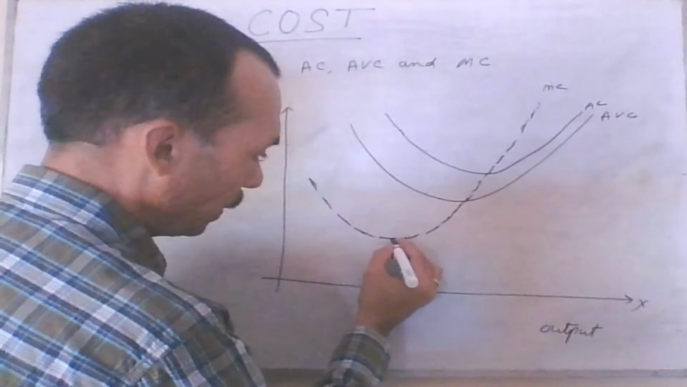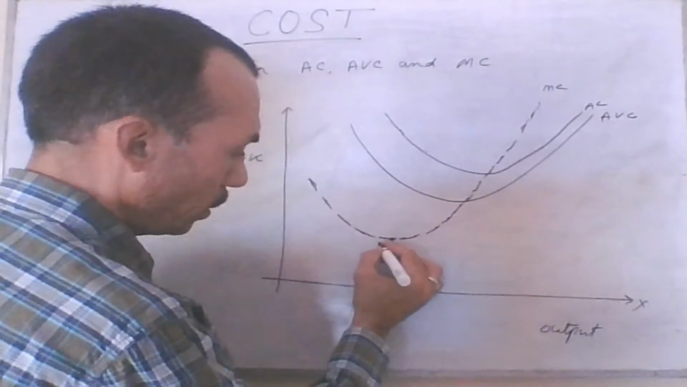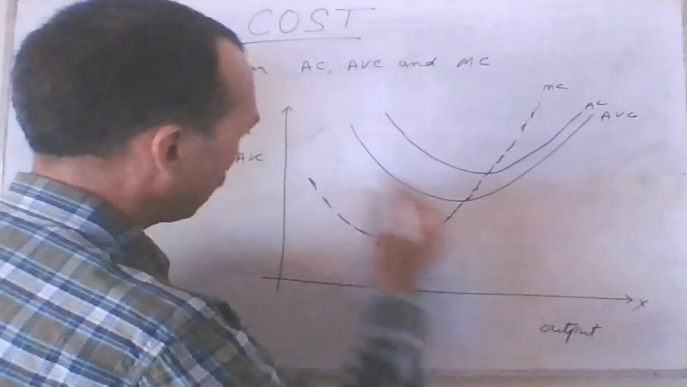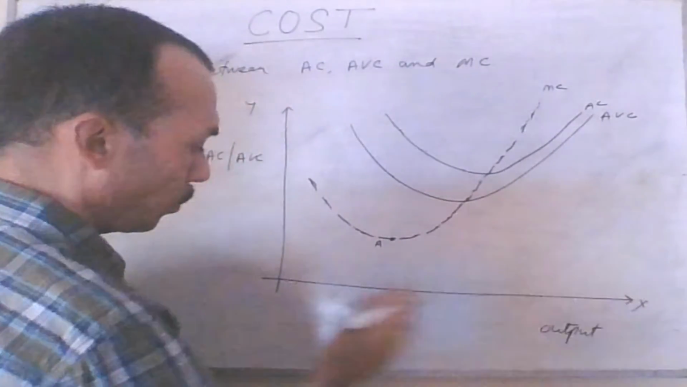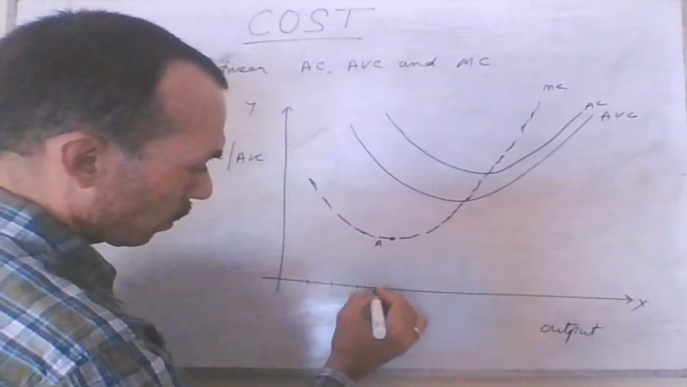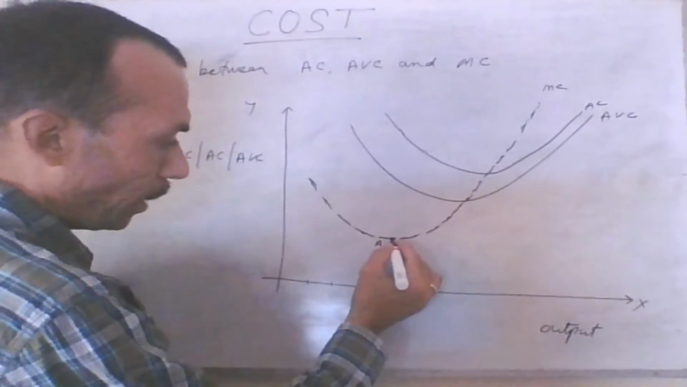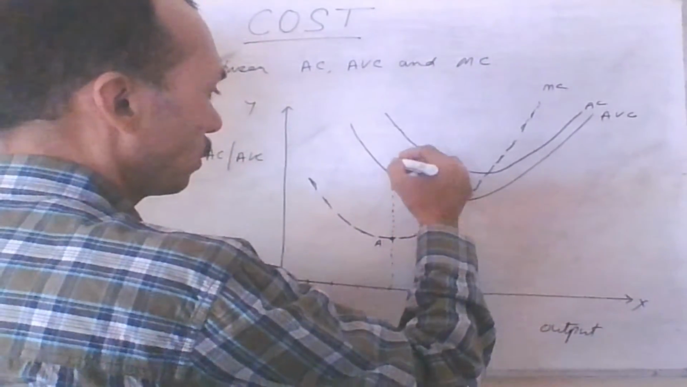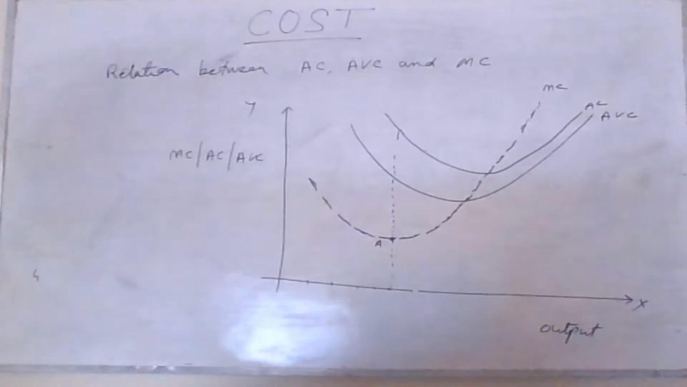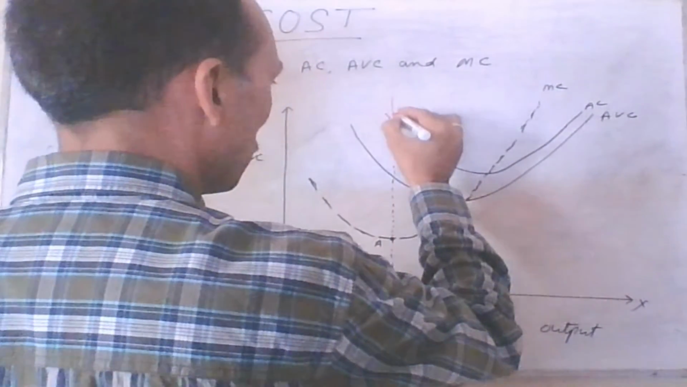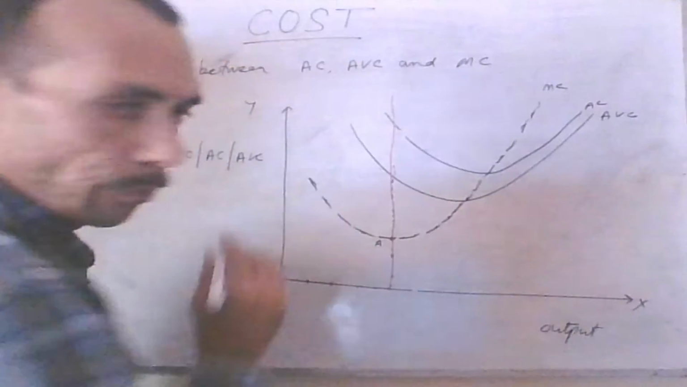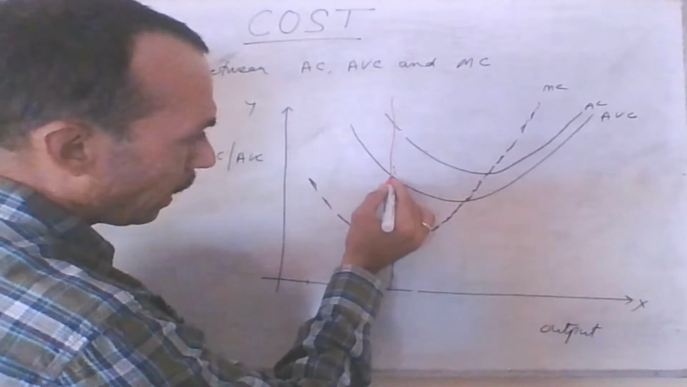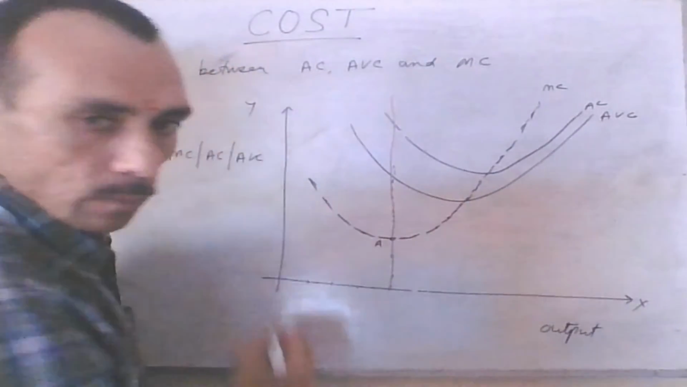Now you see at this point, say point A, this is your output. On the y-axis we take the cost, and on the x-axis we take the output. At the point A, we see that the marginal cost is lowest. Now marginal cost starts to rise while the average variable cost continuously falls.